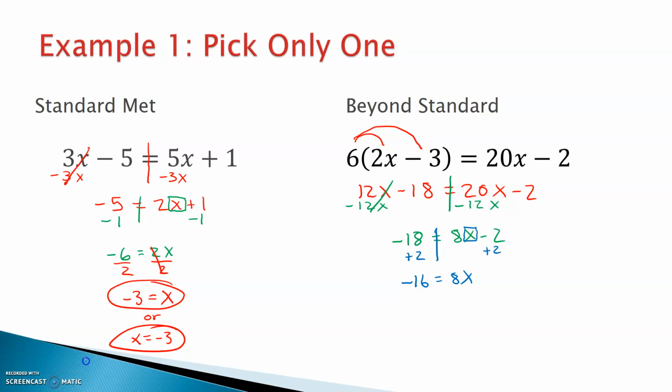How do we get rid of this 8? Divide both sides by 8. Careful. Negative divided by positive is a negative. 16 divided by 8 is 2. And the 8's cancel out. So negative 2 is equal to x. And there we have it.